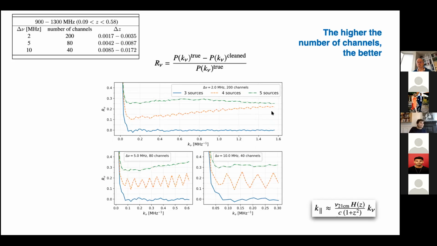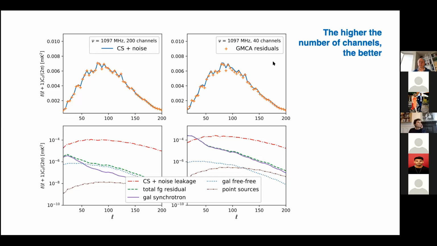This is the same sort of plot, but looking at the power spectrum in the line of sight direction. So the one-dimensional power spectrum again looks good for 3 sources. It looks better for more channels. This relative difference oscillates around 0 up to some large scale in the line of sight direction. And this thing of having, the more channels, the better, can be seen also by looking at just one single channel, as I'm doing here.